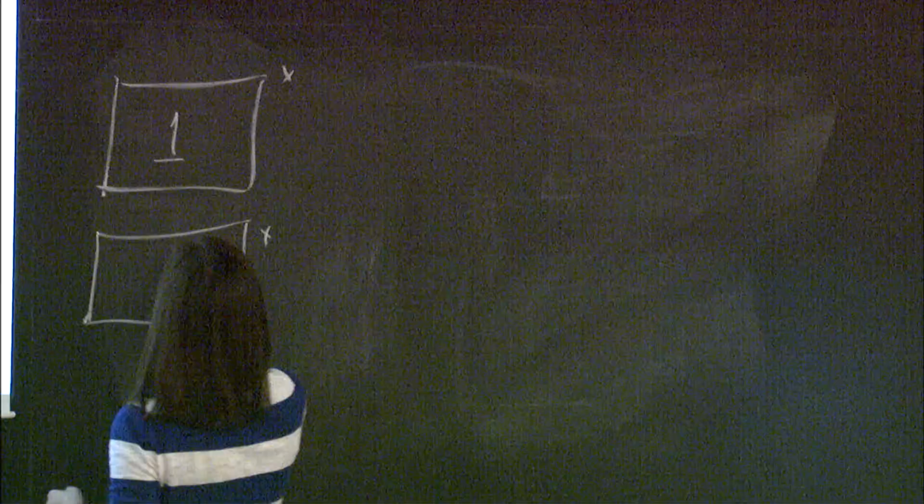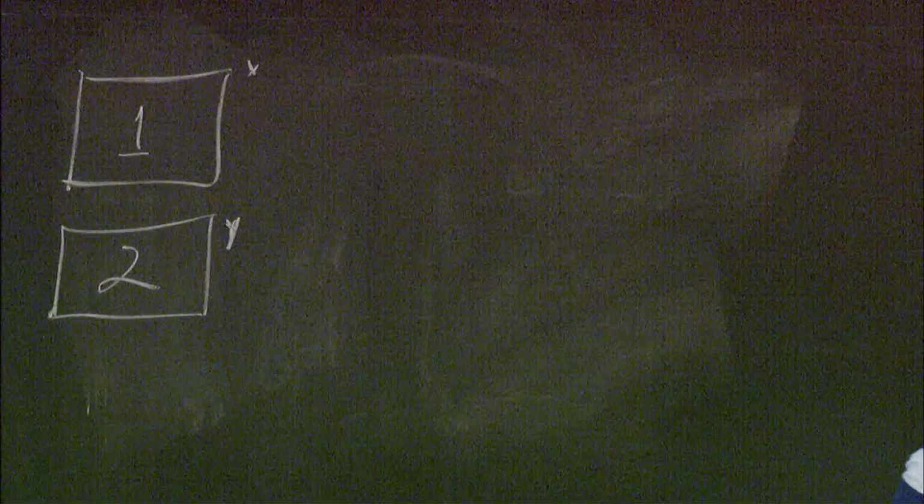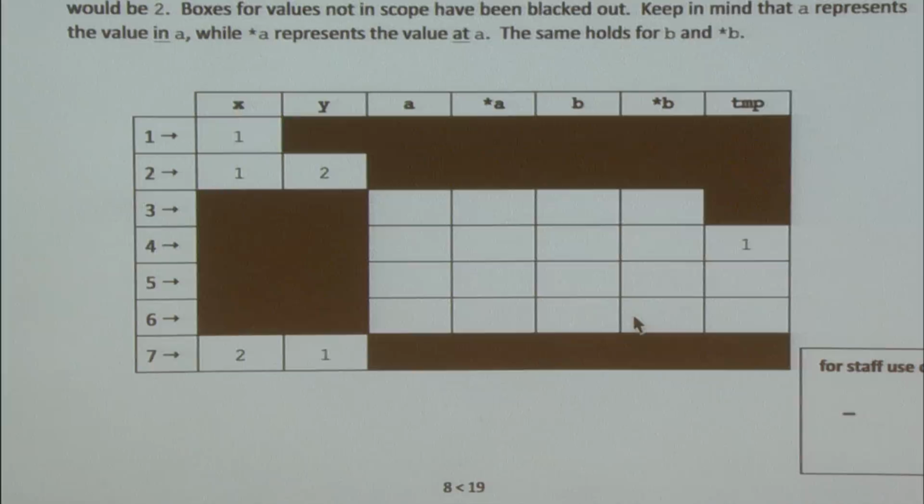So we have some int x that's 1. We have some y that's equal to 2. And then we have some swap that's going to take those. And let's see what we have here. Oh, actually. Okay, and in our table, oh boy, how am I going to do this? I'm going to draw my table over here.